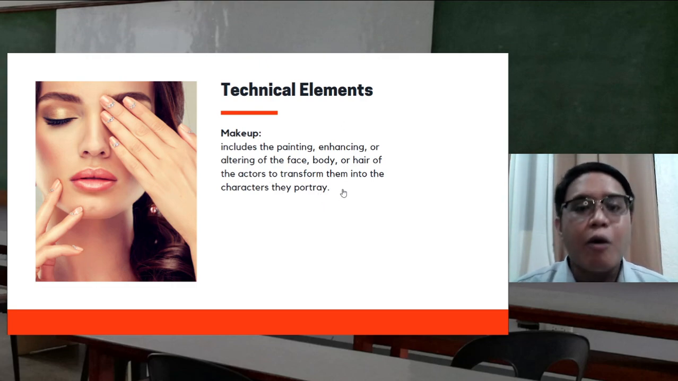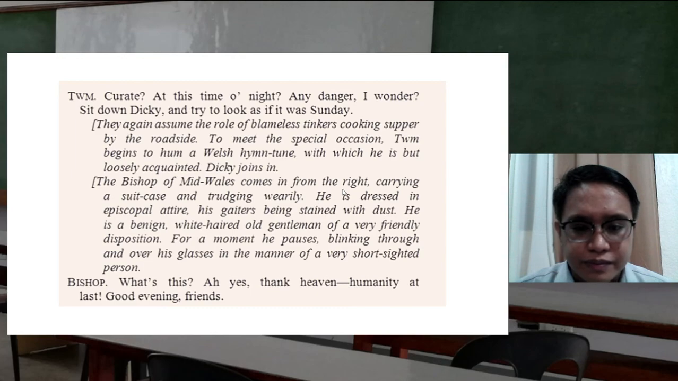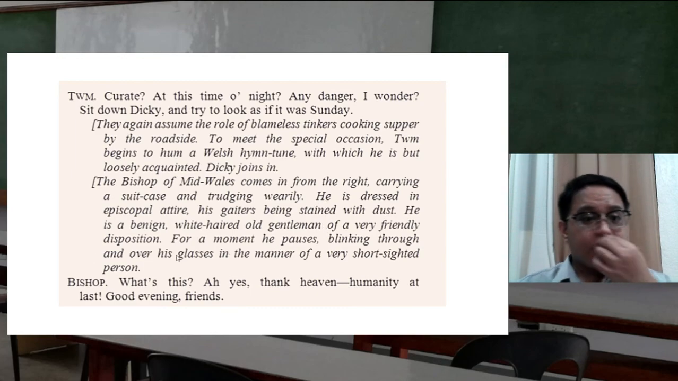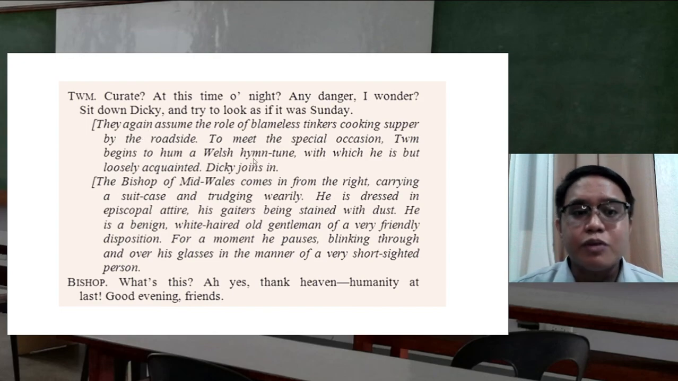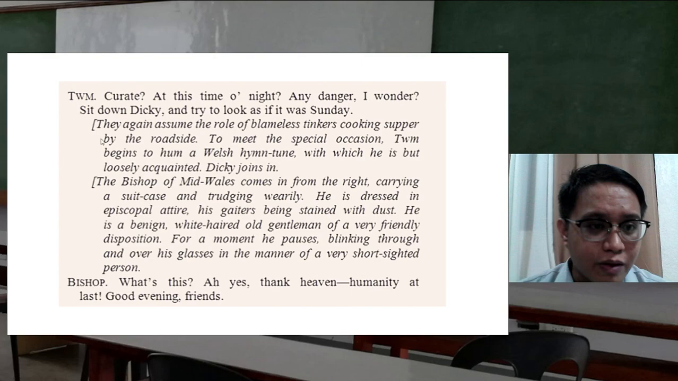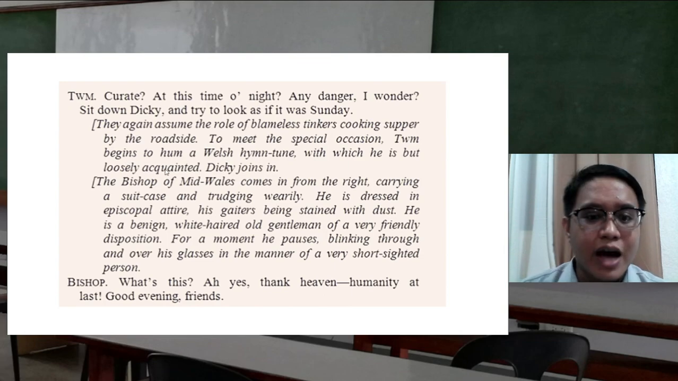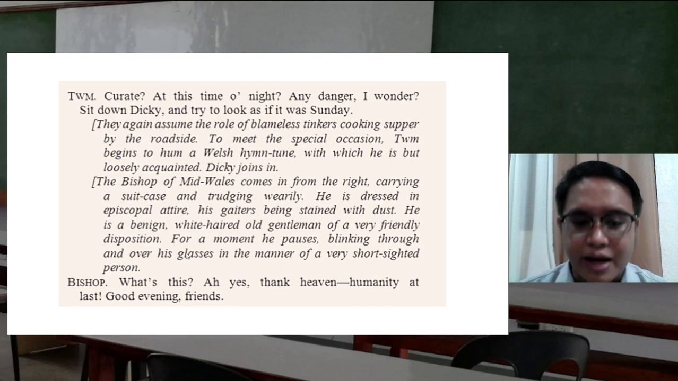One more thing. We talked about stage directions, right? So this is what the stage directions will look like. They are in brackets. We talked about parentheses last time, but we didn't talk about brackets. I don't know if you can see it there, but I think you know what brackets are. So the bracket is what signals that it's a stage direction.